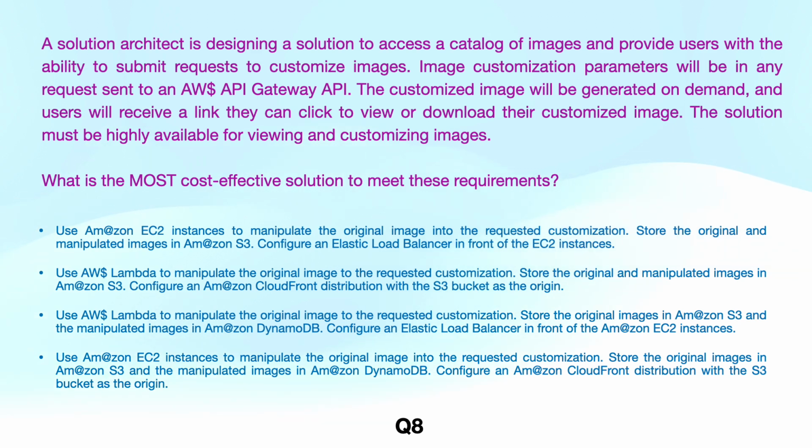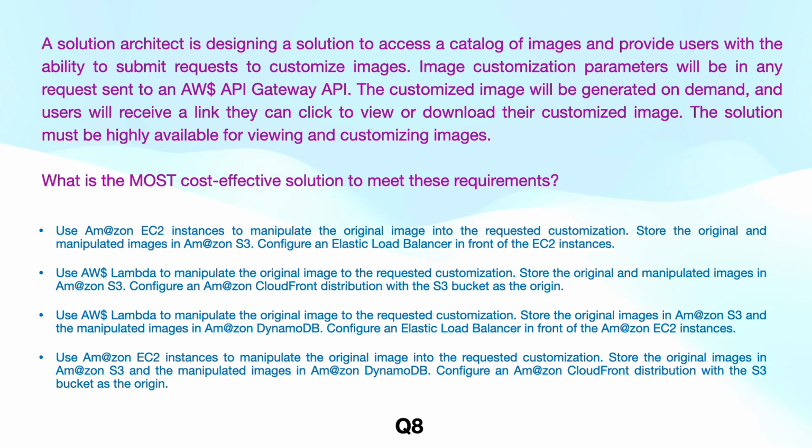So, in this scenario, what is the most cost effective solution to meet these requirements? All right, so there are again four options. I will not read all those four options. You can have a look at it and then guess the correct answer. Okay, so the first option talks about configuring elastic load balancer in front of EC2 instances and storing the original and manipulated images in Amazon S3.